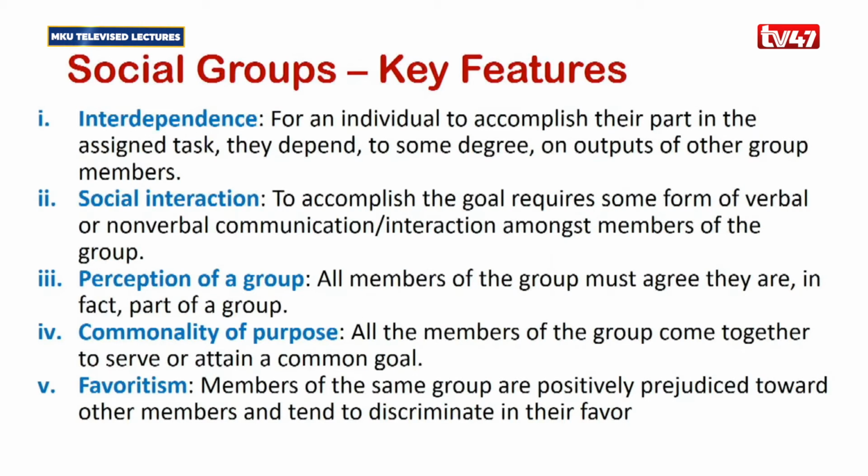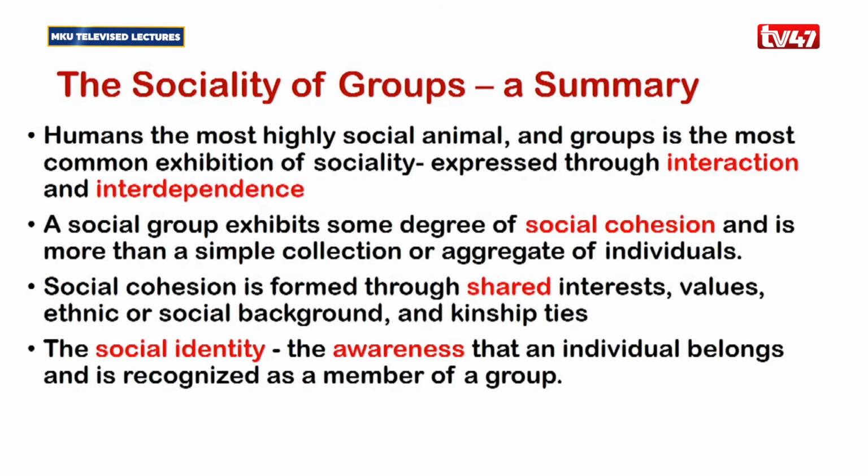Members of the same group are positively prejudiced toward other members and tend to discriminate in their favor. So you belong to a group and you discriminate other people as not belonging to a group. Here are 3, 4 things that characterize what social groups are, as a summary of our definitions.